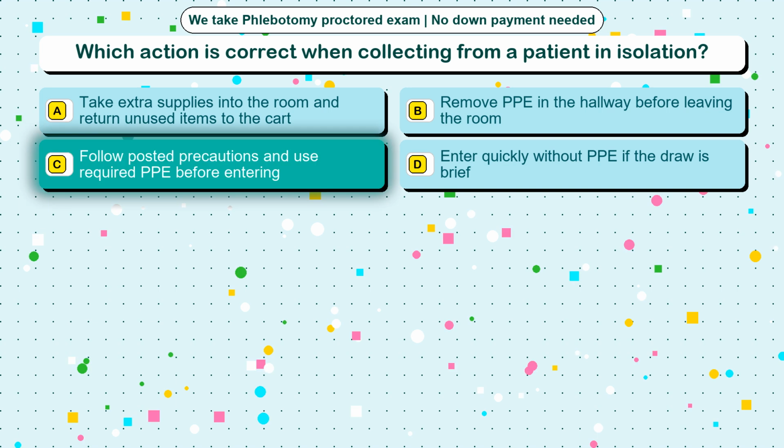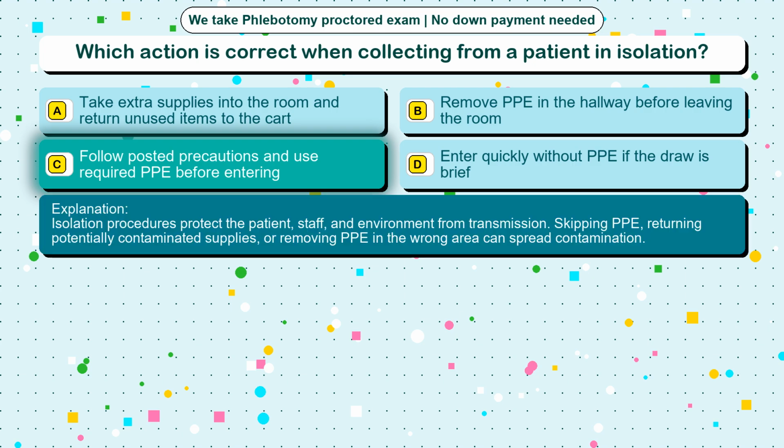The correct answer is option C. Follow posted precautions and use required PPE before entering. Isolation procedures protect the patient, staff, and environment from transmission. Skipping PPE, returning potentially contaminated supplies, or removing PPE in the wrong area can spread contamination.